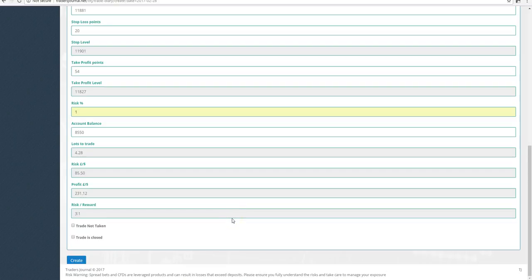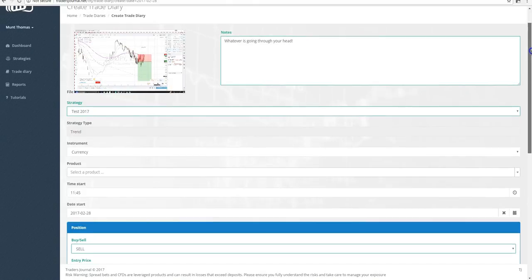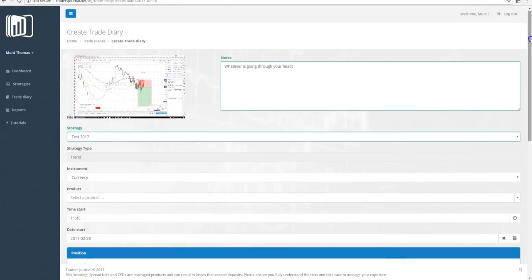Okay, hi there. So in this video we're going to have a quick look at what happens once we've put all of our information in for a trade. So here we are. This is the trade we've entered. We put in our screenshot, a little bit of info, what strategy it was about.